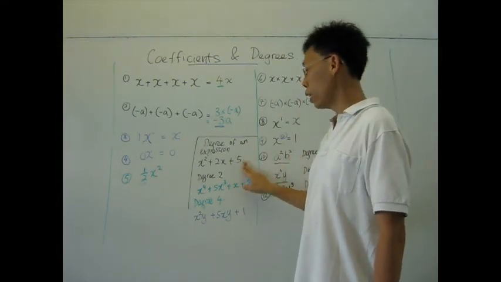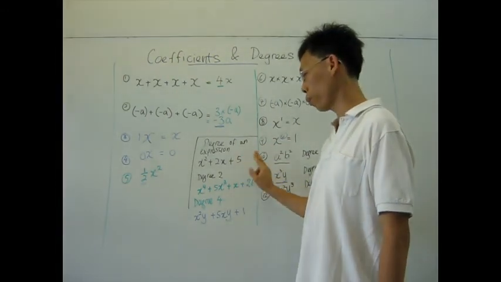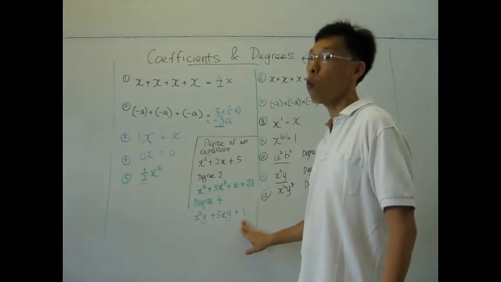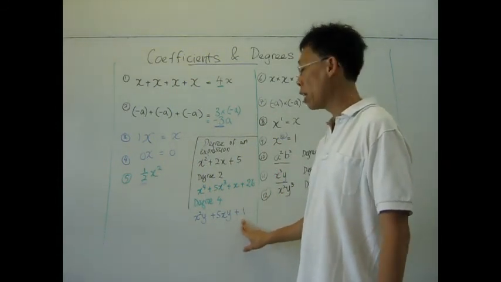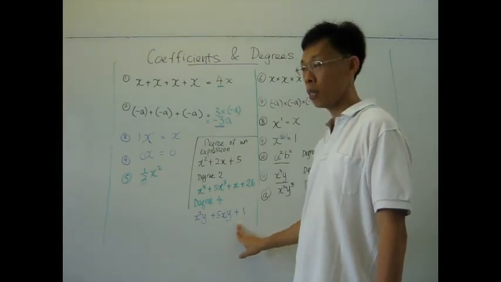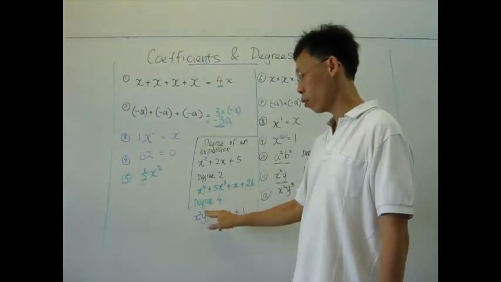You say, in this particular expression, that is the highest power, degree is 2. Here is 4. And in this question, we have to specify what variable we are talking about. If in terms of x, then the highest degree is 2. In terms of x and y, then the highest degree is 2 plus 1, 3.